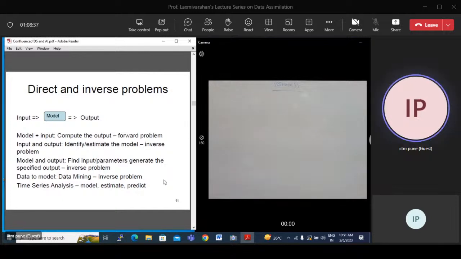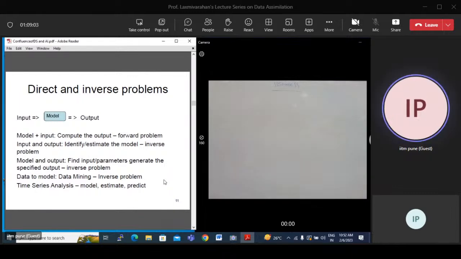But when you come to work, they always ask you to solve the inverse problem. So what's an inverse problem? I give the model and the output, find the input that led to the output for this given model. I have a model and the output, find the input. Or, I have the input and output, identify the model.